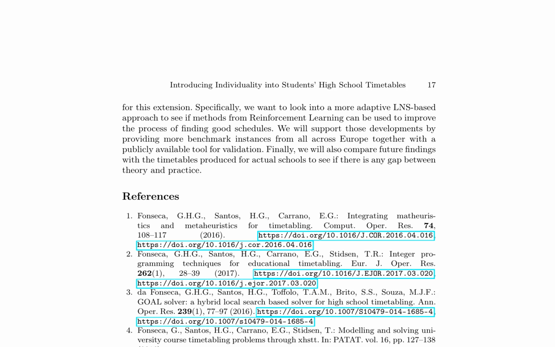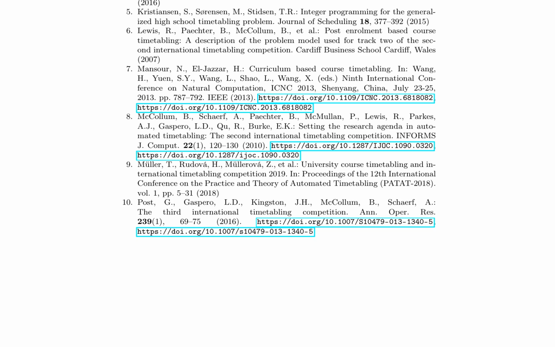Here is a combined summary of pages 17 and 18 of the research paper. The authors propose an adaptive learning-based neighborhood search, LNS, approach to improve high school timetabling, incorporating methods from reinforcement learning. This extension aims to find better schedules by adapting to individual schools' needs. The approach will be supported by providing more benchmark instances from across Europe, along with a publicly available tool for validation. The authors will also compare future findings with actual school timetables to bridge the gap between theory and practice.